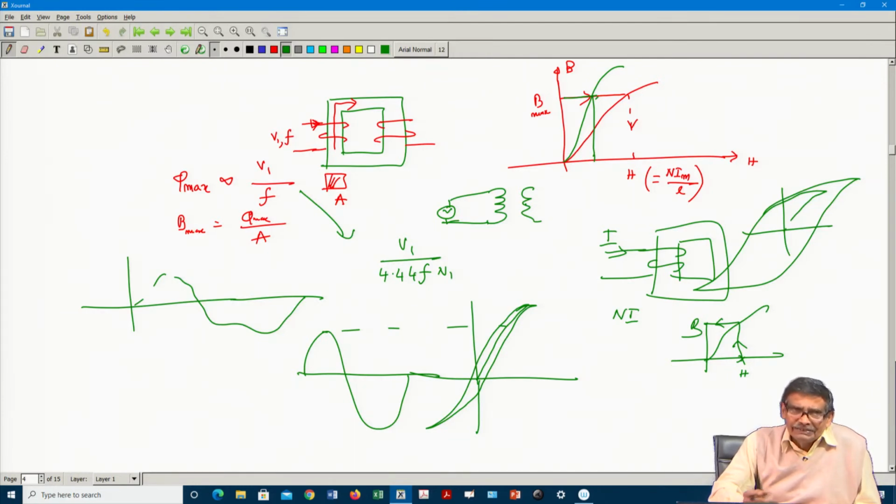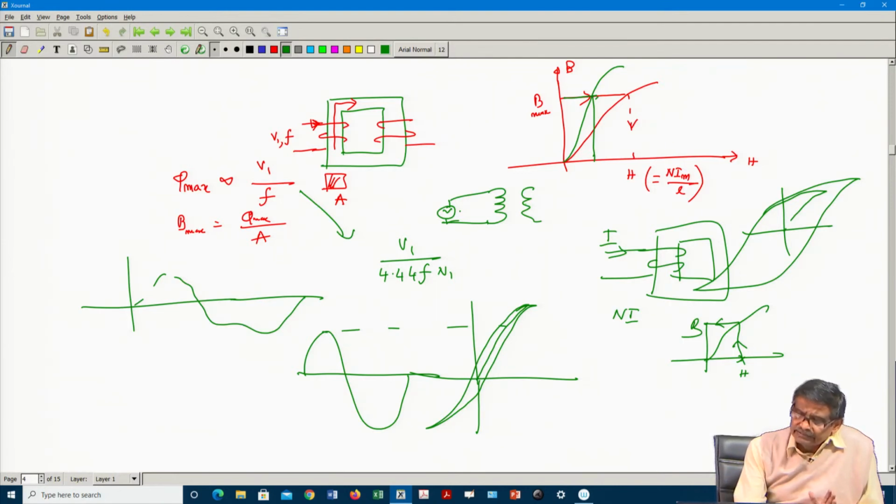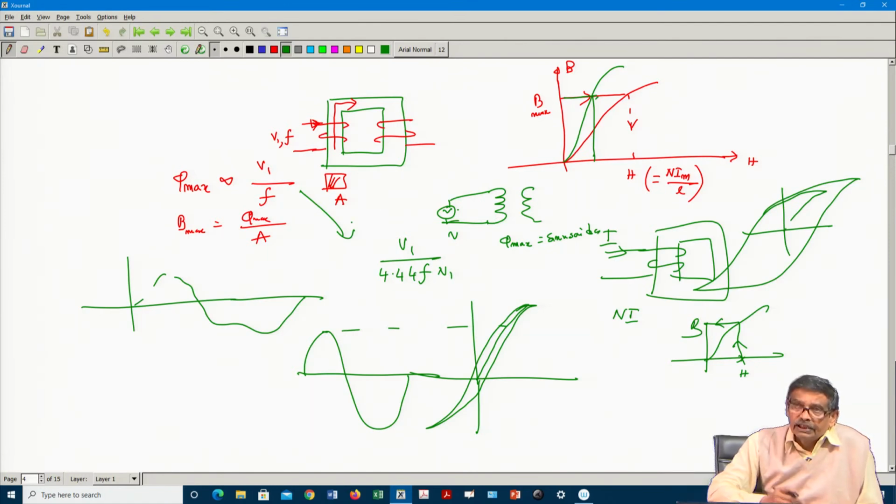So, how this is explained is somewhat subjective. Anyway, it is interesting to note that, assume that supply voltage is sinusoidal. Flux in the core has to be sinusoidal, because it has to balance this voltage, and if flux in the core is sinusoidal, then the current must have a third harmonic component.